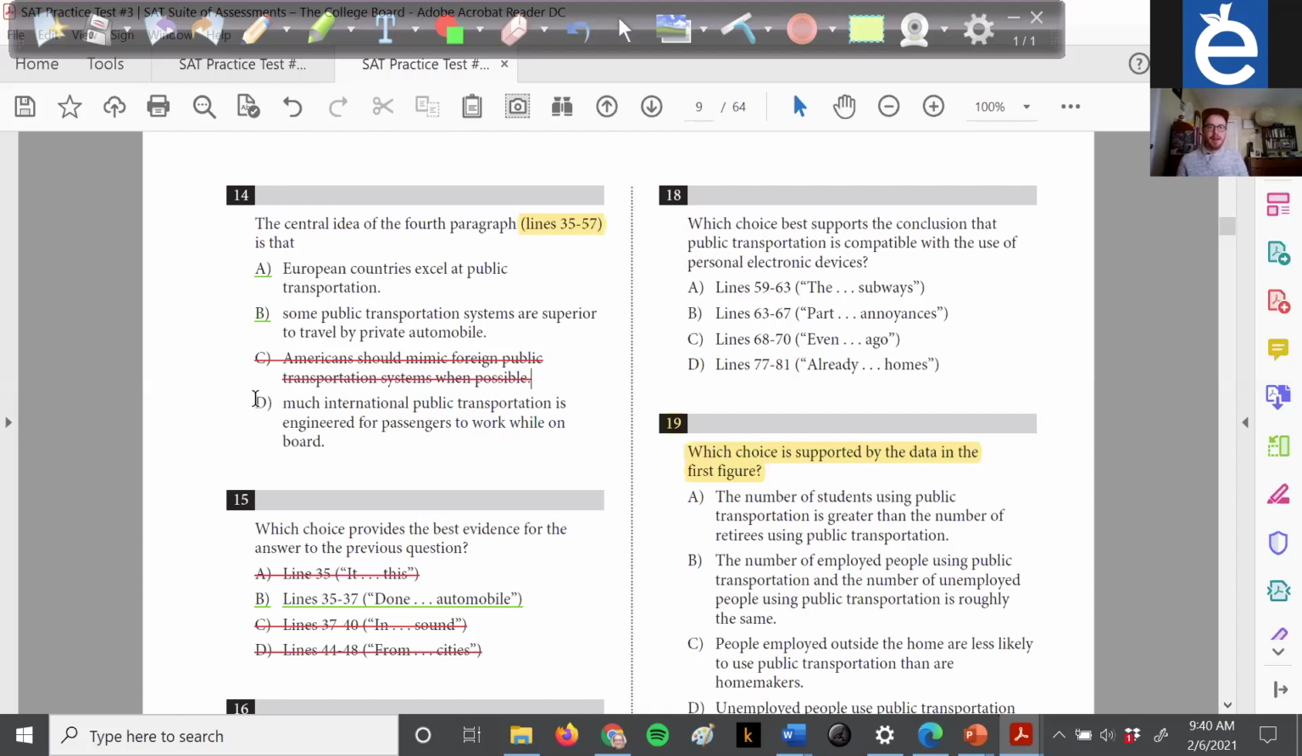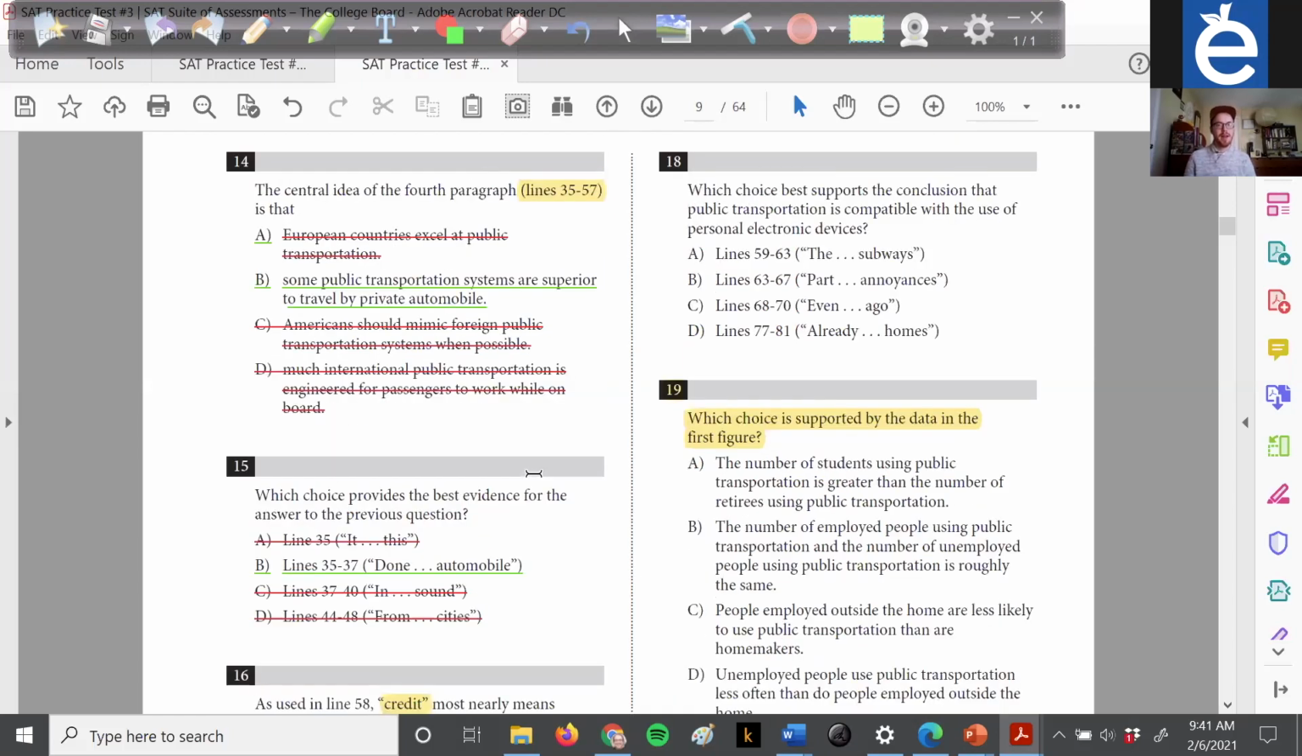Option D, much international public transportation is engineered for passengers to work while on board. Yeah, that's there, but it's not most clearly related to what we found here. So while this point is valid, that some European countries do excel at public transportation, the main point is to compare them to automobile travel. That's why I like option B the best.